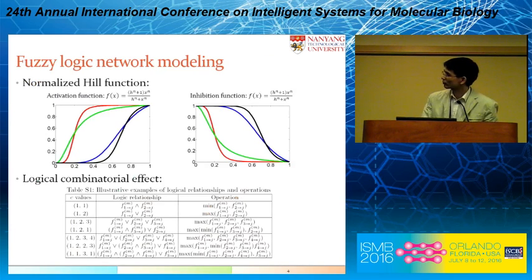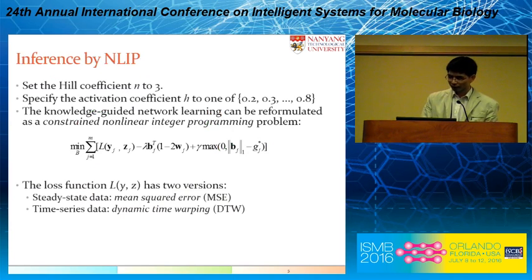Here we use fuzzy logic to simulate the data using the Hill function and also the logical combinations of different rules. And then we formulate this problem as an optimization problem of nonlinear integer programming. Here we use a loss function to compare the simulated and the real data. And also we have a balance between the goodness of fit and the model complexity. We don't want to make a model that's too complex, which will have an overfitting issue. So this is a balanced objective function for that learning.